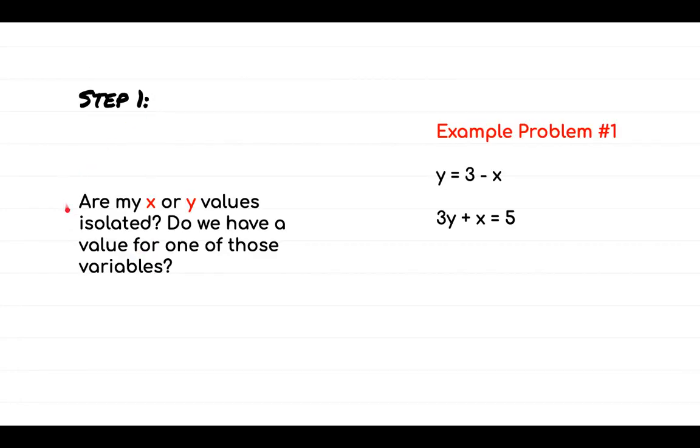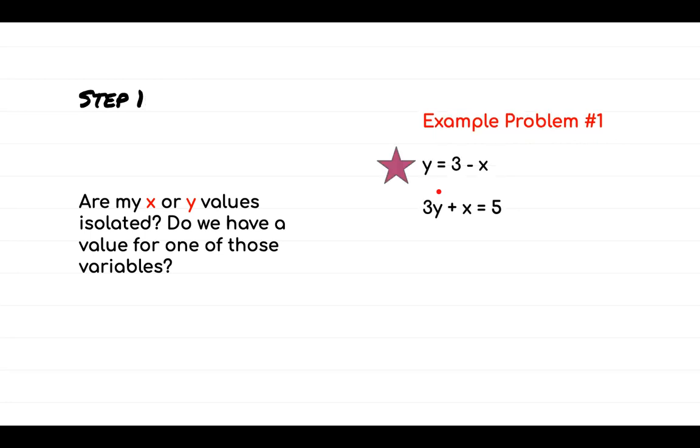My step 1 is to ask yourself, are my x or y values isolated? Do we have a value for one of those variables? When we say we're looking for a value for one of those variables, that variable has to be isolated. It needs to be by itself on one side of the equal sign. In this case, my y equals 3 minus x, so I do have a variable that is isolated, my y. So the value of y in this case is an actual expression, which is 3 minus x.